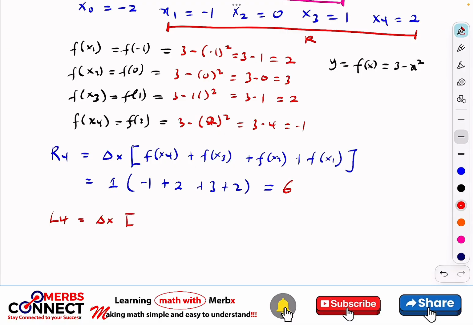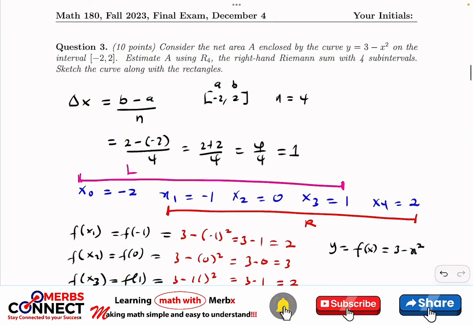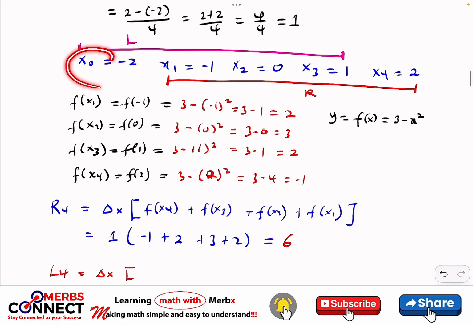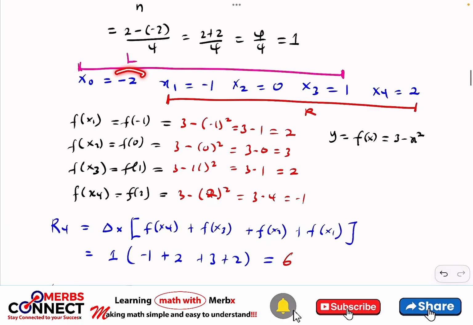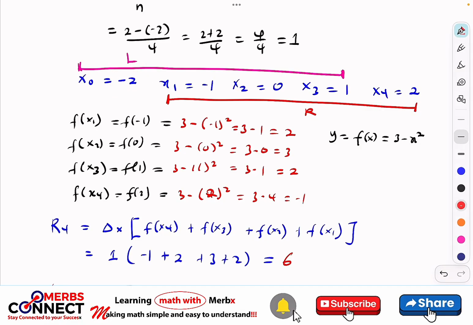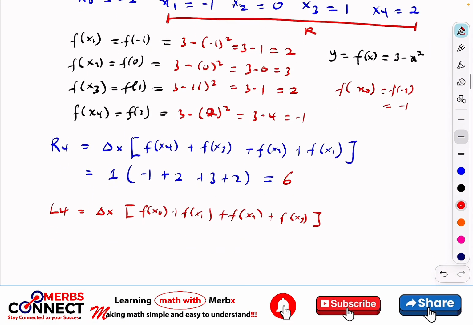So as I was saying, because we are finding the left, we need to start from the first initial here. I'm going to start from x naught. So this is going to be f of x naught, f of x1, f of x2, plus f of x3. I'm not going to include f of 4, the last domain. So if we are finding the left, then I need f of minus 2, because f of x naught is equal to f of minus 2. And when you plug in minus 2, you are going to get minus 1. You get it, right? So we are going to get minus 1 there.